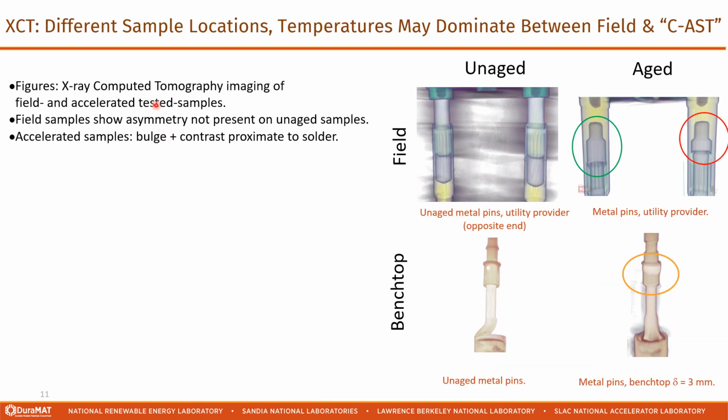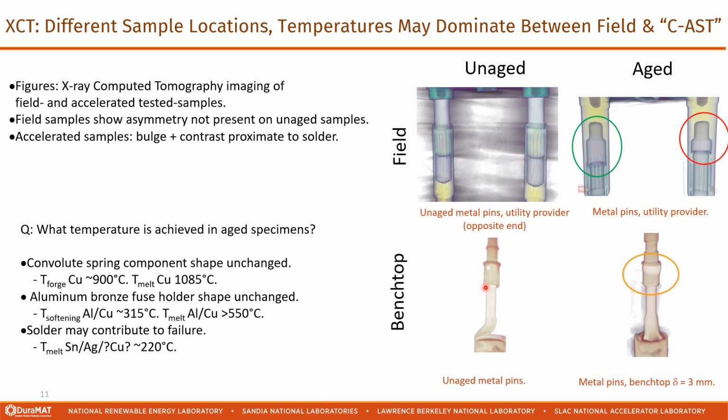I'll start to get into the failure analysis. This shows the X-ray computed tomography imaging. So we're comparing unaged and aged samples, and samples from the field or from the benchtop experiments. The field samples show an asymmetry that's not present on the unaged samples. After the accelerated testing, we see a deformation that's not present on an unaged sample.